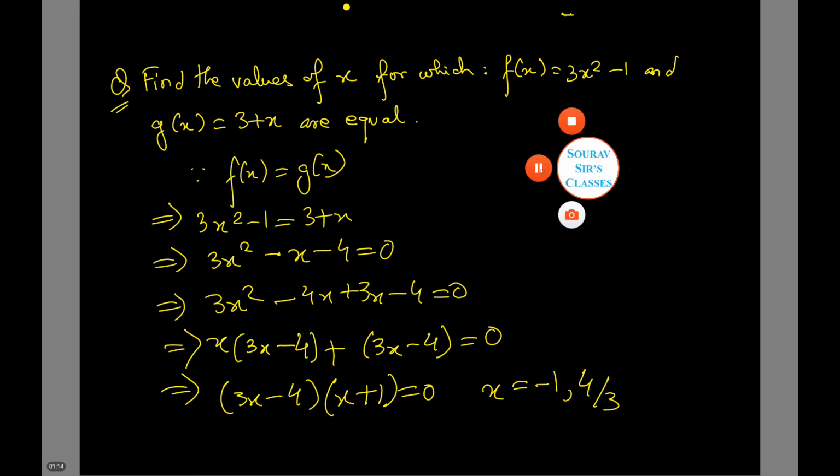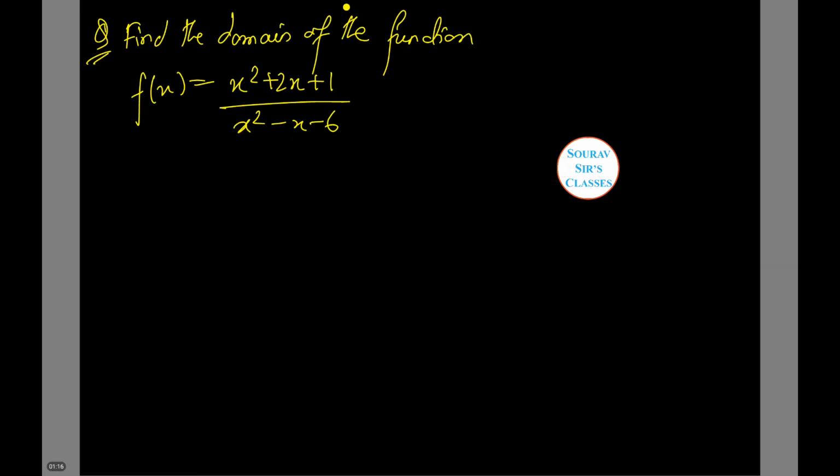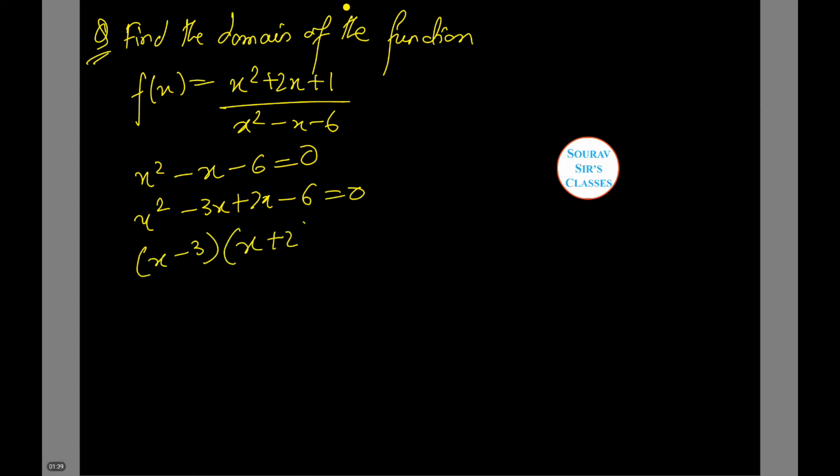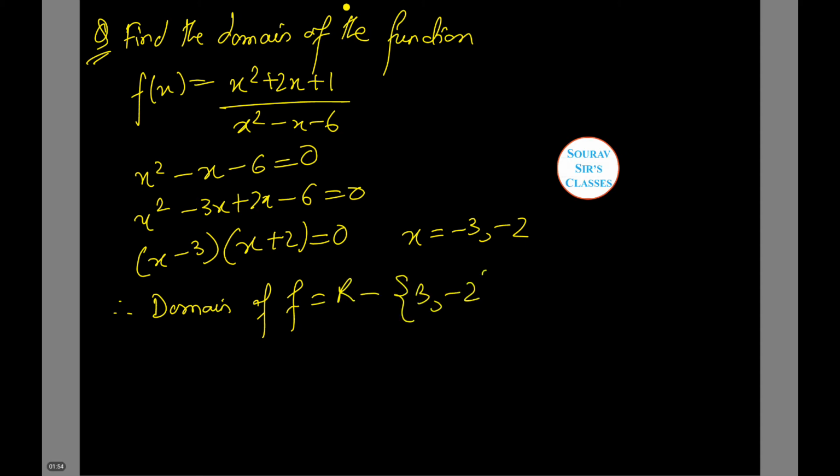Let's see another question. Next, we need to find the domain of the function f(x) = (x² + 2x + 1)/(x² - x - 6). Thus f(x) is defined if x² - x - 6 ≠ 0. Thus x² - 3x + 2x - 6 ≠ 0, or (x - 3)(x + 2) ≠ 0. Thus x ≠ 3, -2. Therefore, the domain of f = R - {3, -2}.